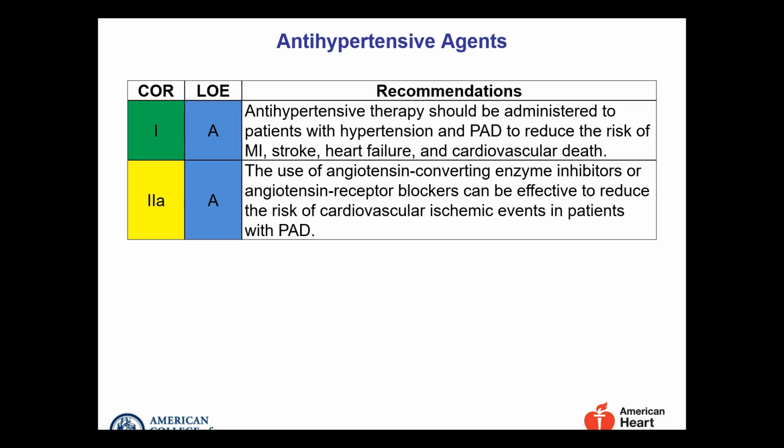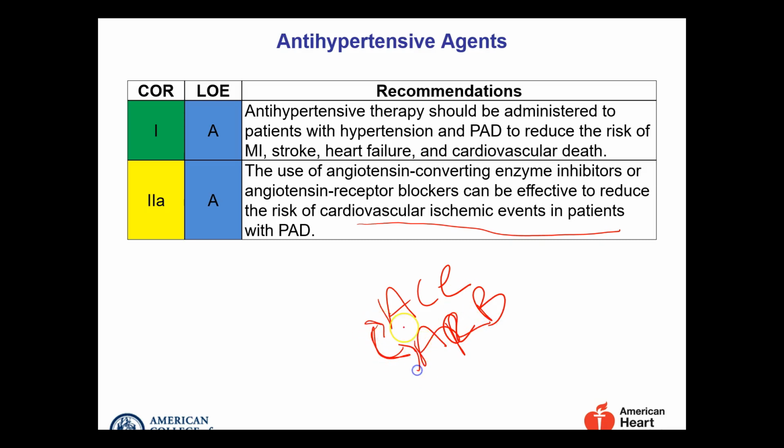Antihypertensive agents should be administered to patients with hypertension and PAD to reduce the risk. The use of ACE inhibitors, angiotensin converting enzyme inhibitors, or ARBs can be effective to reduce the risk of ischemic events. ACEs or ARBs are recommended because remember, these two are like brother and sister, so you only need to do one, not the other. ACE inhibitors are your quinapril, lisinopril, the "ILs," and the ARBs are valsartan, where "AN" is at the end, that kind of thing.